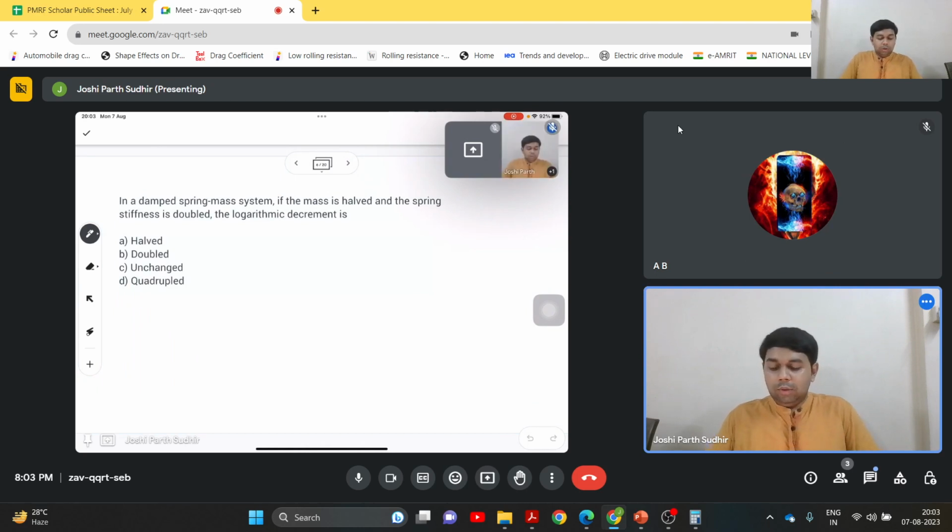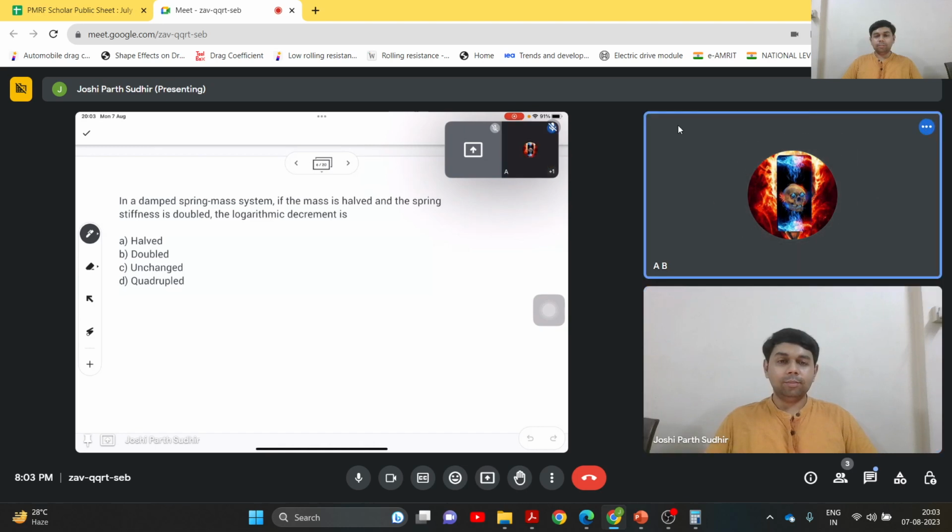Yeah. So this question is about logarithmic decrement. We just saw some time back that we can write down the logarithmic decrement in terms of the damping present in the system. So it is asked in this question: if in any spring mass system we reduce the mass to half and the spring stiffness is doubled, then what will happen to the logarithmic decrement? So can you tell me?